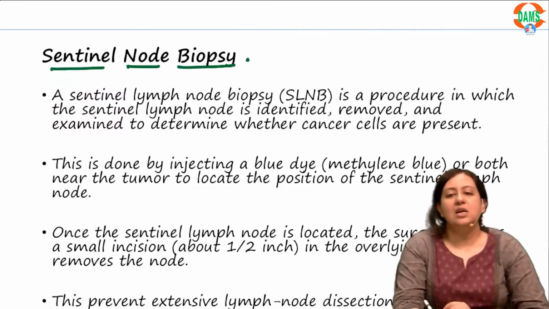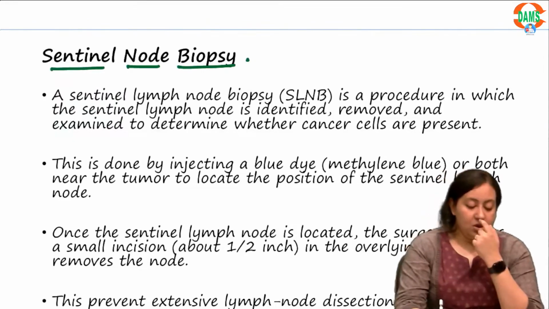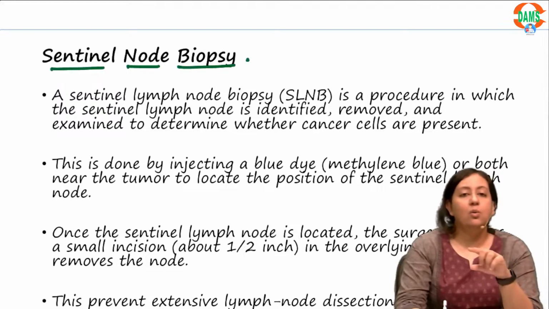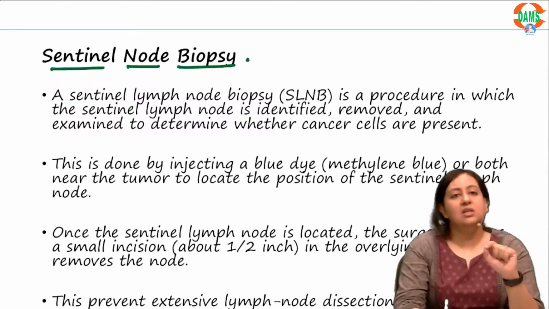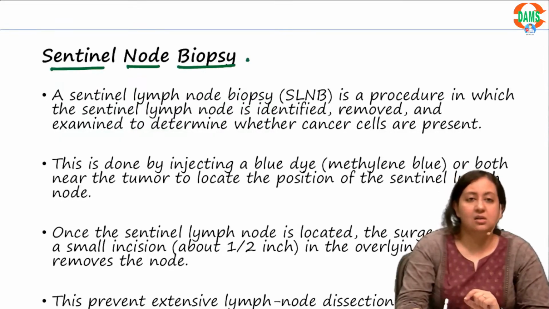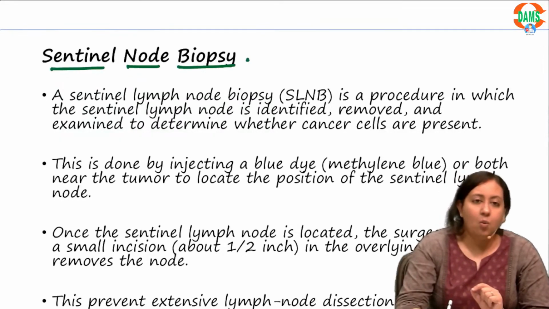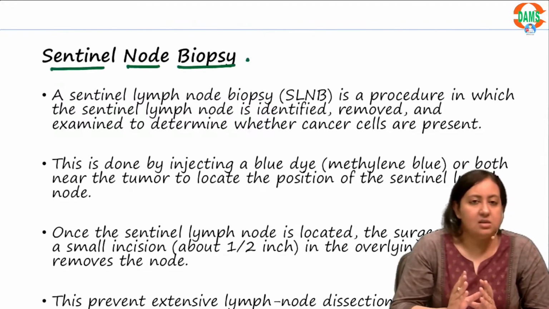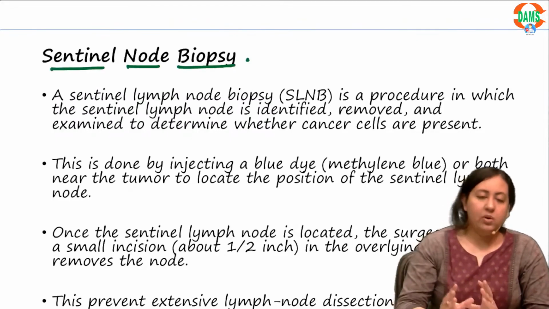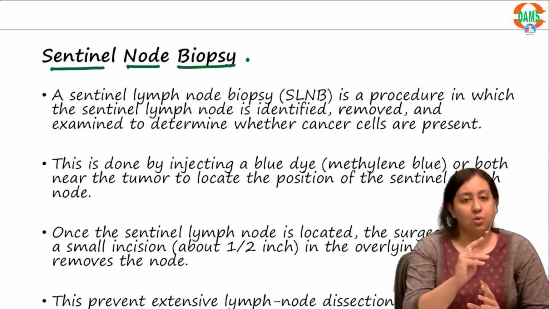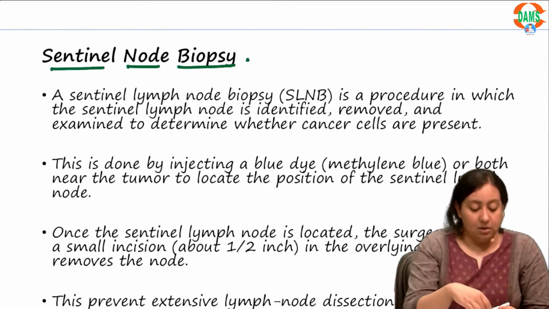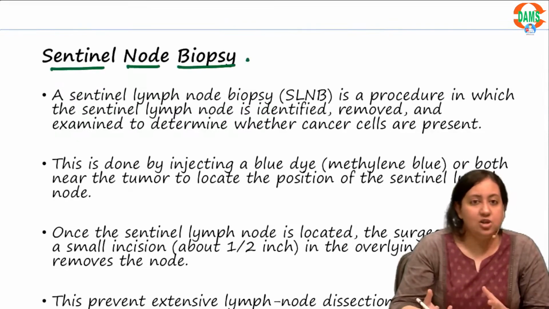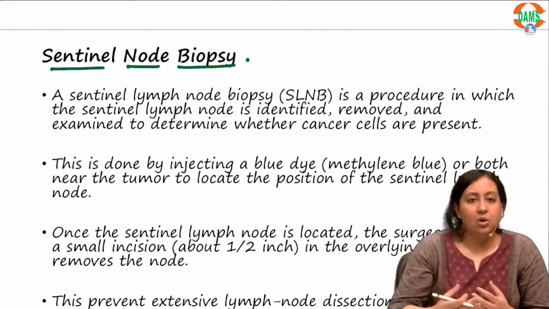Now what is a sentinel node? Sentinel node is the first lymph node where your cancer cells have spread. That is known as your sentinel lymph node. What is done in a sentinel lymph node biopsy? Let's take an example of oral cancer. Suppose there is a lesion in the oral cavity.